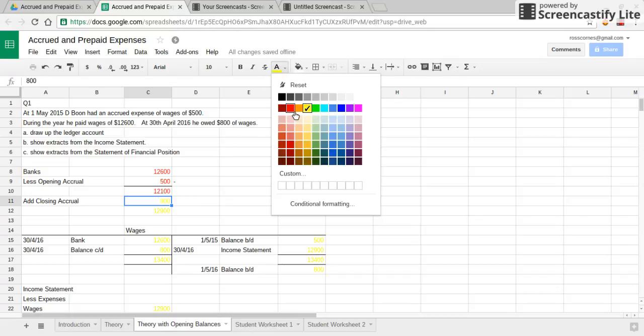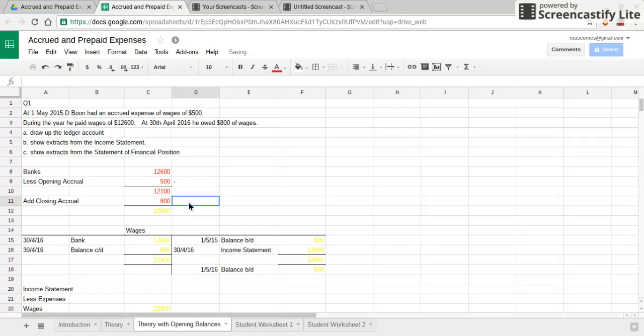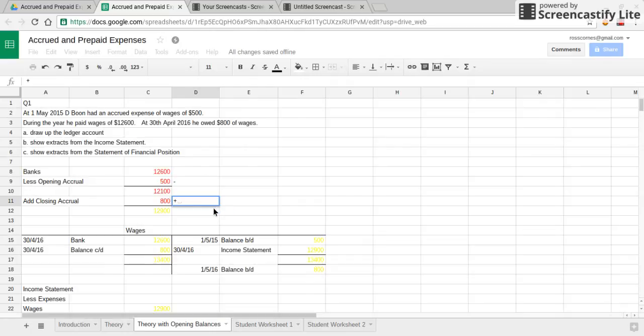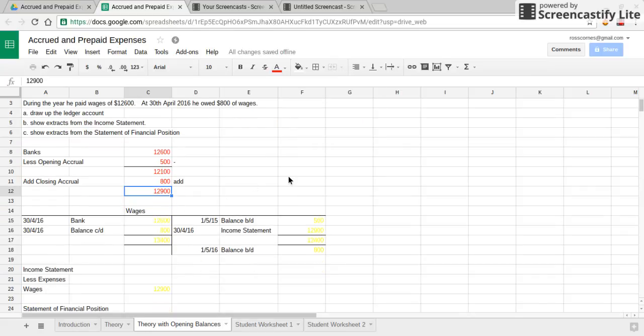Well, that's just to employees. Well, that's going to be added on, so that's going to increase the amount of expense for the year. Okay, I'll just write add in because obviously I've got a problem there. Okay, so the total expense we expect to see in the income statement will be $12,900.